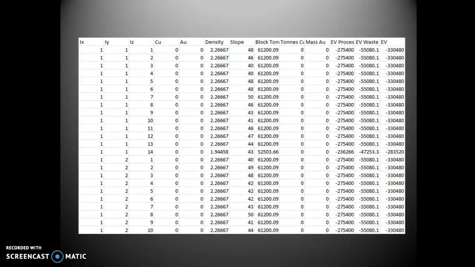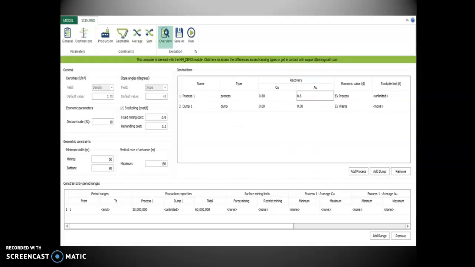After the treatment of the data, the final layout of our block model in Excel is like this. Now, we can import the model into the software to start optimizing the different scenarios. This is the base scenario of the project.